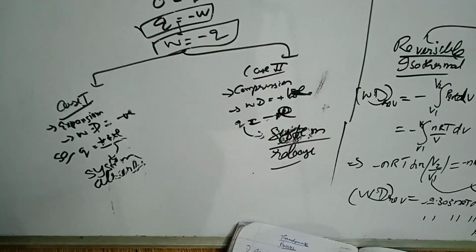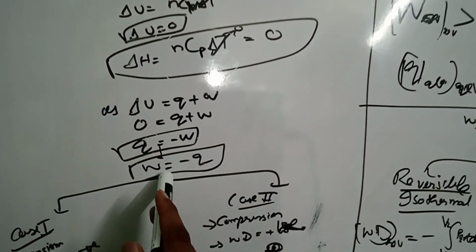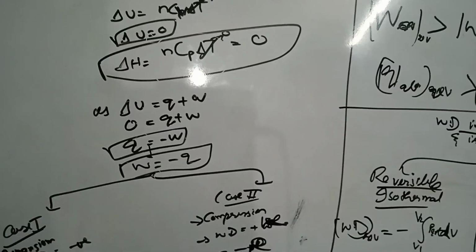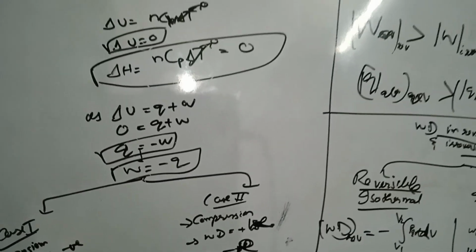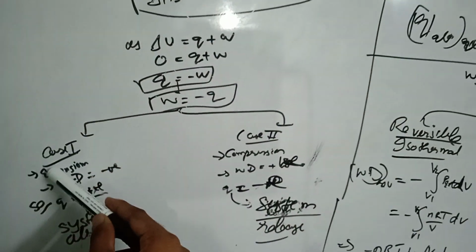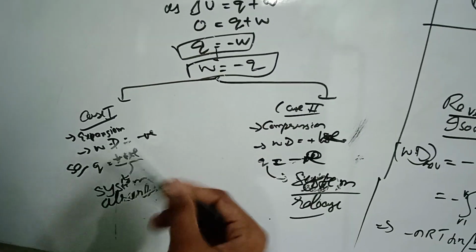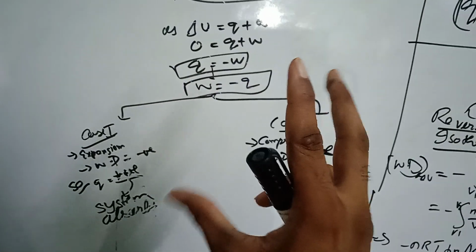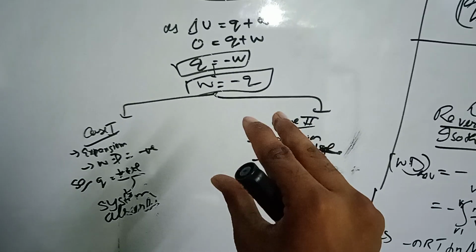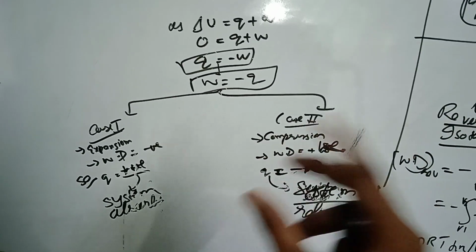Now we will be seeing two cases in this. Work can be either expansion or compression. Let's consider case 1 as expansion and case 2 as compression. First we will see the expansion part. For expansion, say this is a container and it is expanding, so it is doing work against the surrounding.